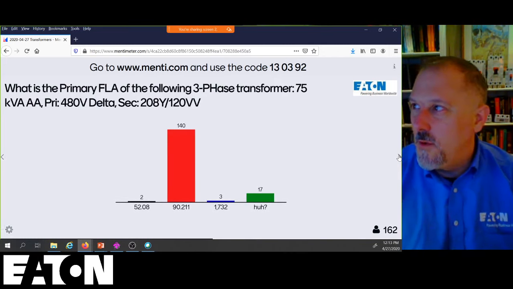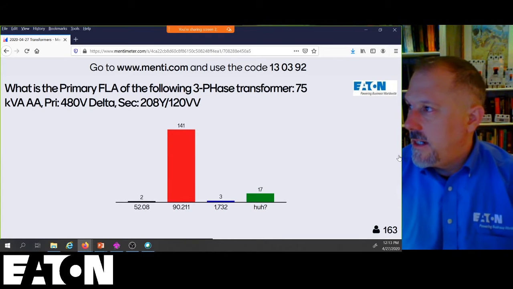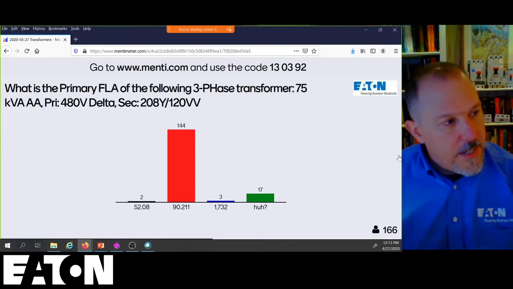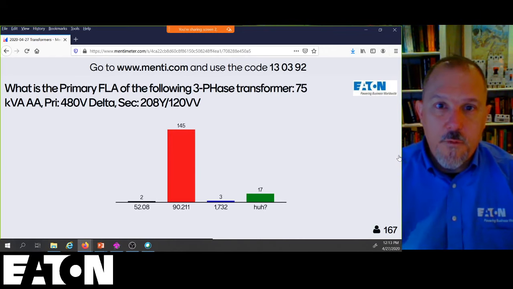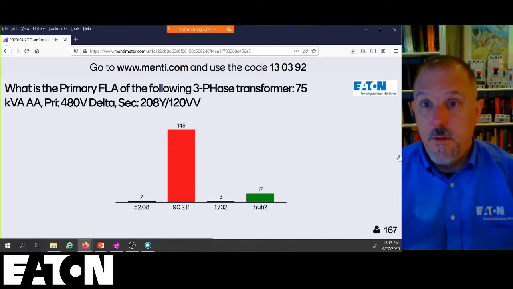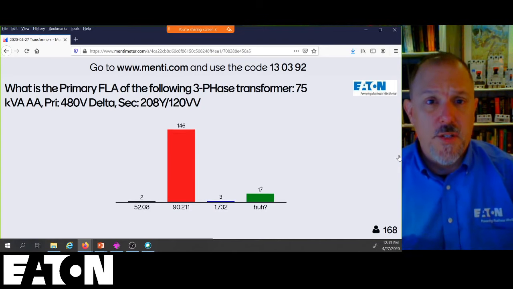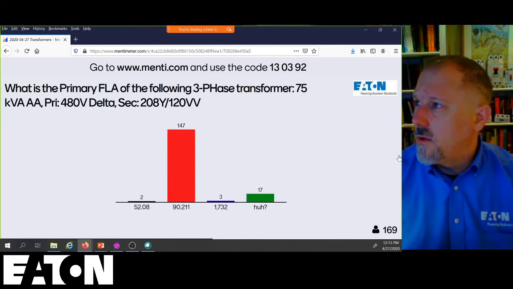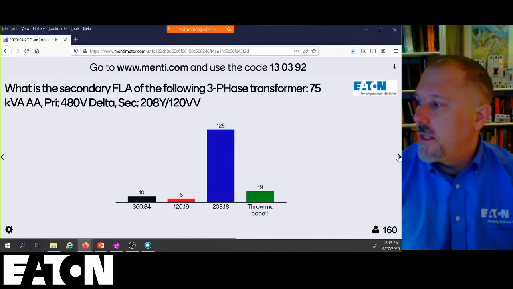All right. What is the primary full load amps of the following three-phase transformer? 75 kVA, 480 volt delta, secondary. I did this training class a couple times out in person, and I added more full load amp examples because on this question, nobody knew how to calculate full load amps. Everybody just relied on, well, the full load amps is printed on the transformer. And that's no good. You've got to know how to do this fundamental, and it looks like everybody online got it. So I'm not going to belabor that point.